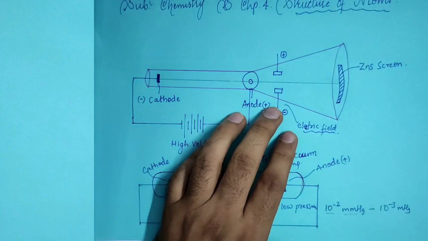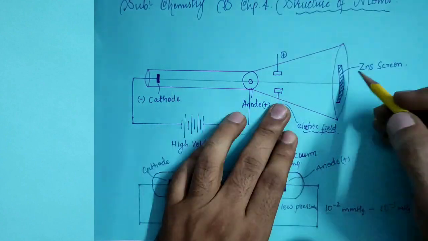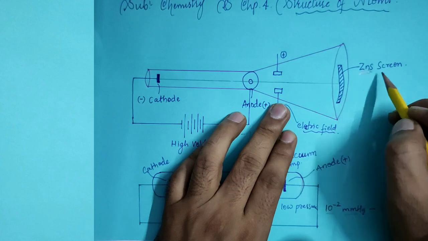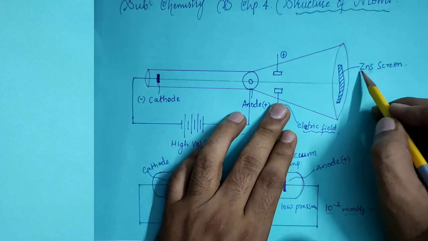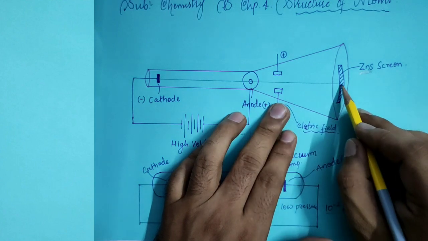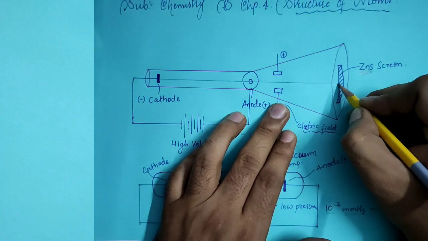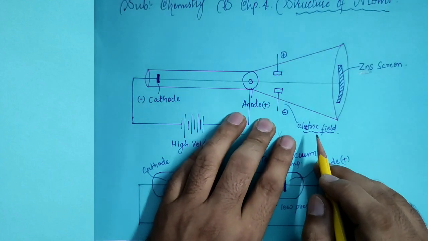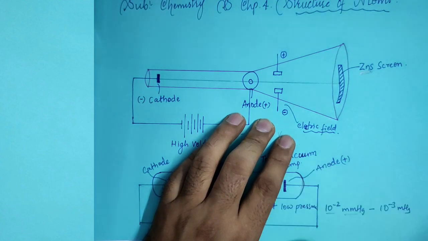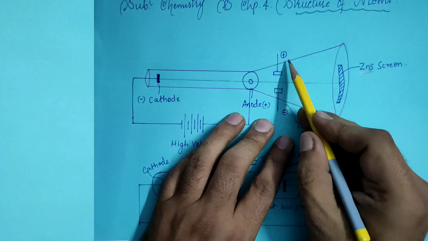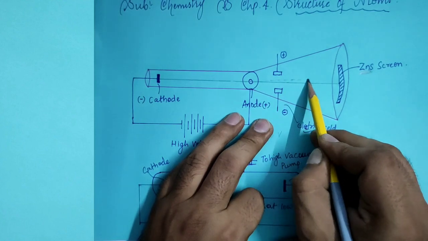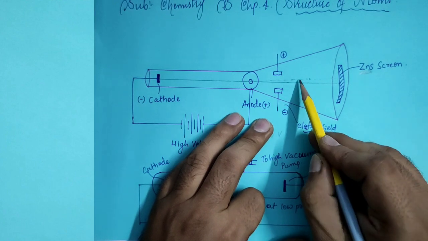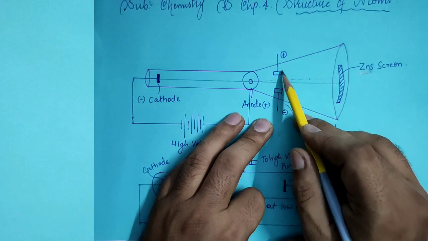In the absence of an electric field, there was fluorescence seen on the screen made of zinc sulfide. Zinc sulfide is a chemical. When invisible rays strike zinc sulfide, fluorescence is seen. In the presence of electric field and magnetic field, these rays were deviated toward the positive one. That means these rays are negatively charged, which is why they were attracted toward the positive terminal of the electric field.